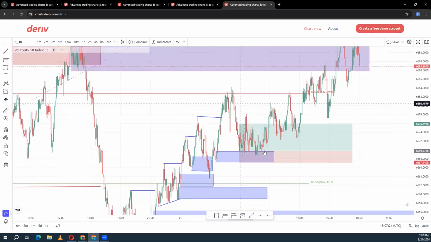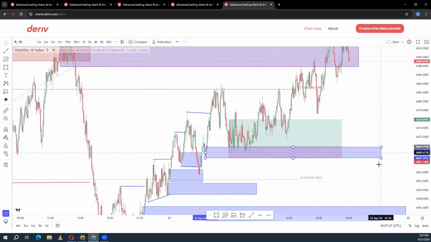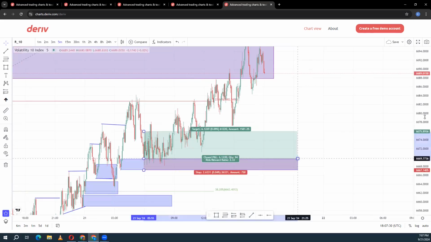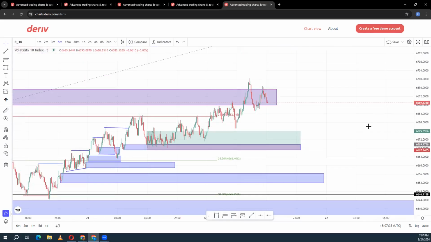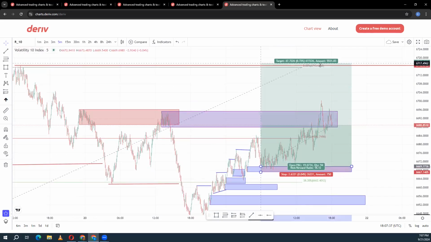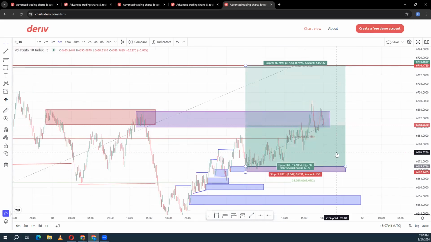So this was where I got in. This was where I got into the trade, and I'm still holding because I know our main target is above here, which is our weak high. Yeah, I'm looking for a good 17.5 risk to reward.